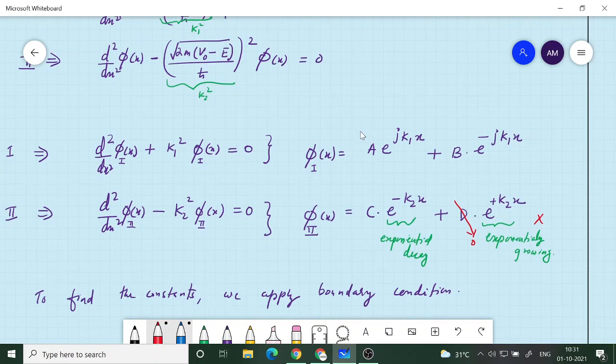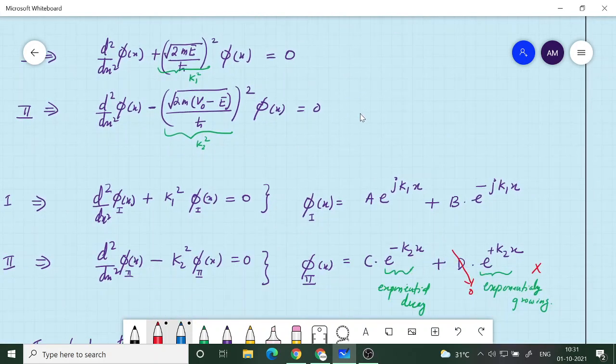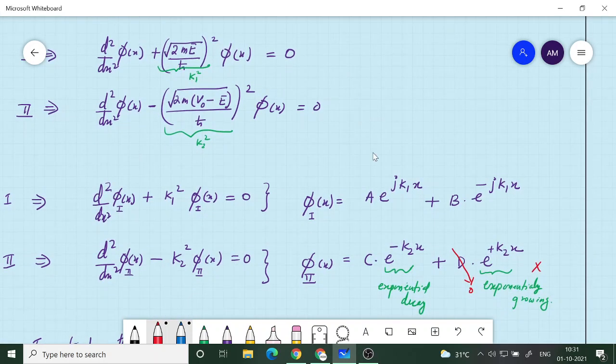Okay, so there is a particle which is coming. This first part of the solution corresponds to a right moving wave, which we have seen earlier also. The free particle solution also had a plus k1 x and a minus k1 x with j, right? So this is left moving.